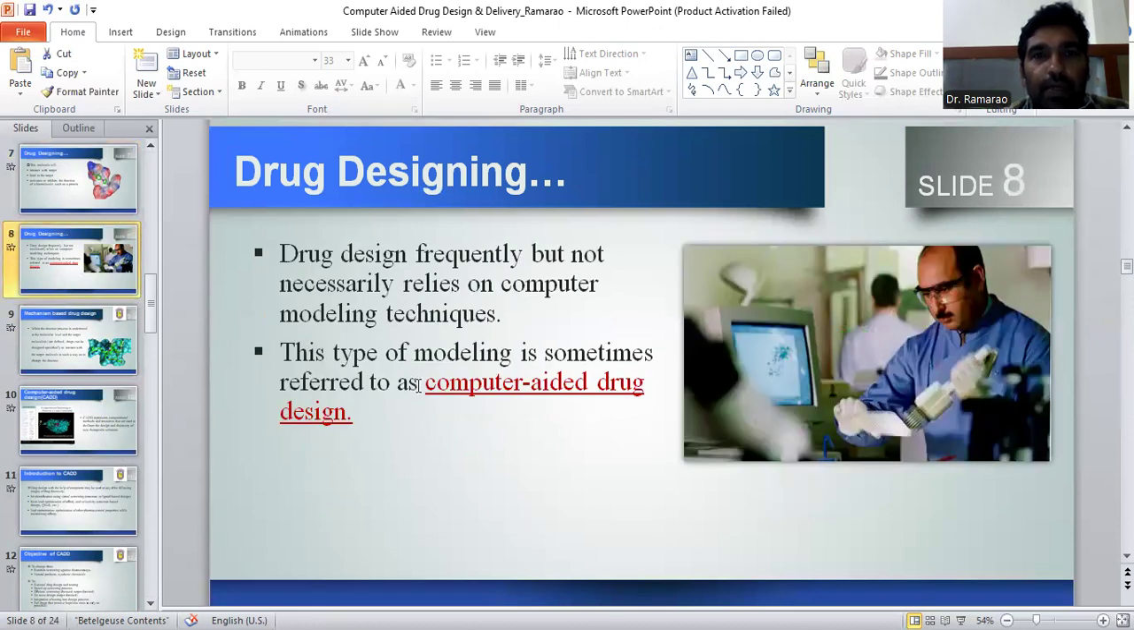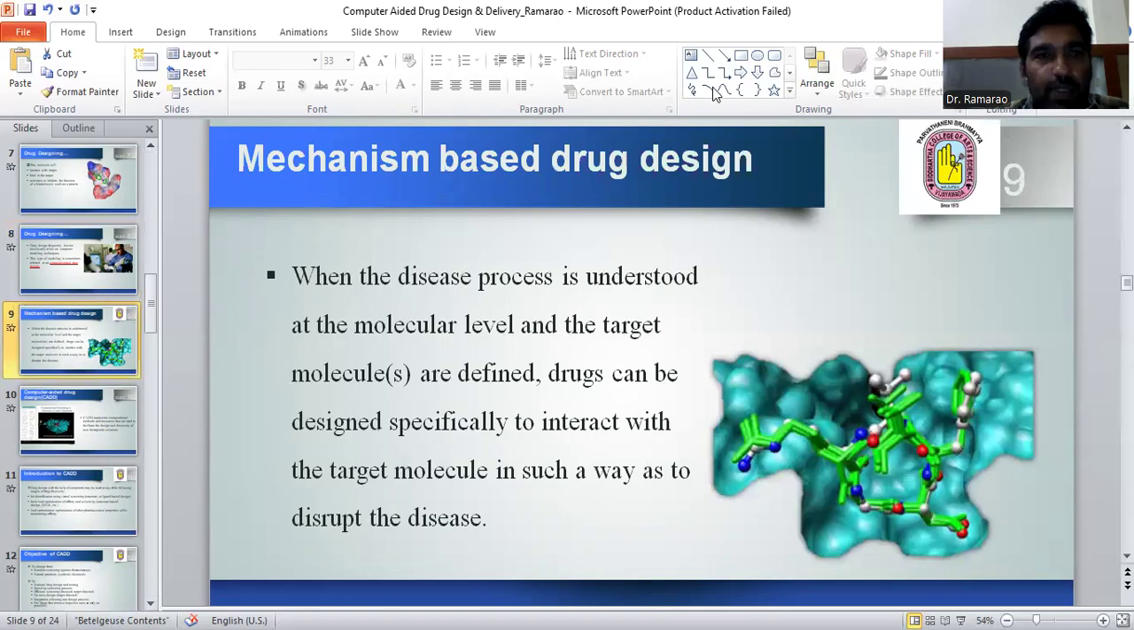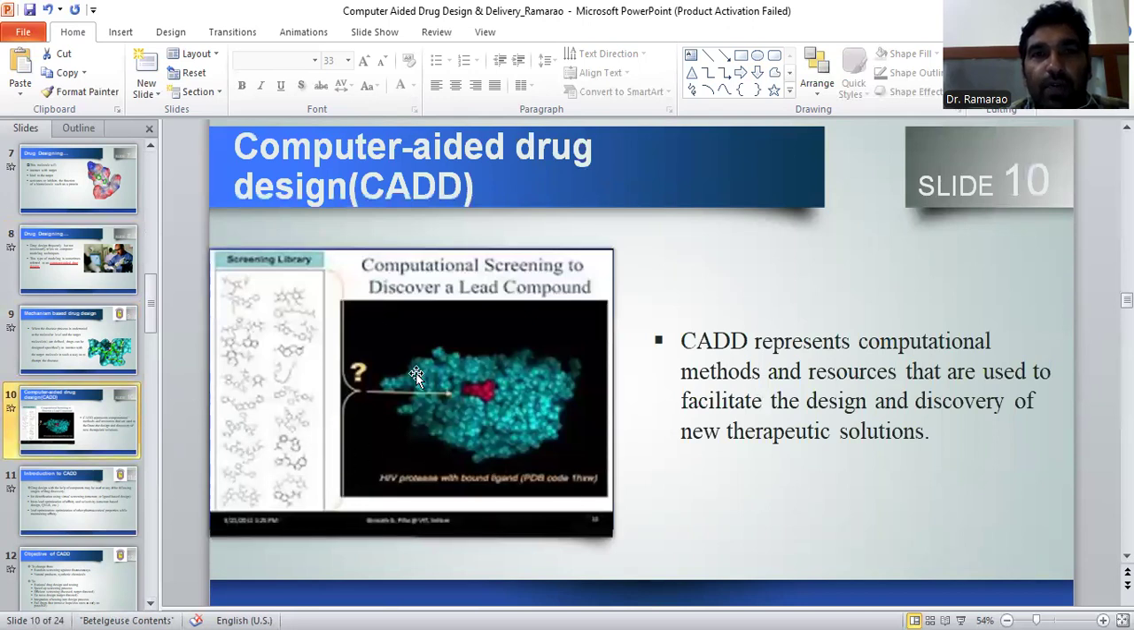Now the next one: drug design frequently, but not necessarily, relies on computer modeling techniques. This type of modeling is sometimes referred to as computer-aided drug design. This is very important nowadays, so now I'm going to discuss CAD only. When the disease process is understood at the molecular level, the target molecules are defined. Drugs can be designed specifically to interact with the target in such a way as to disrupt the disease. Now let's go with CAD, computer-aided drug design.